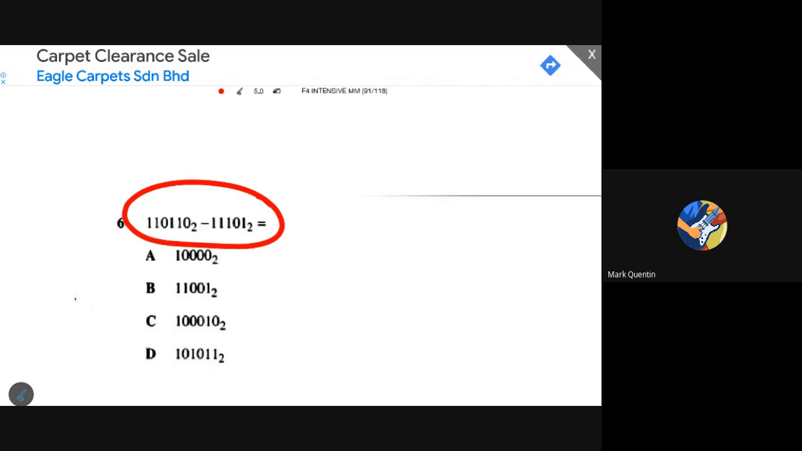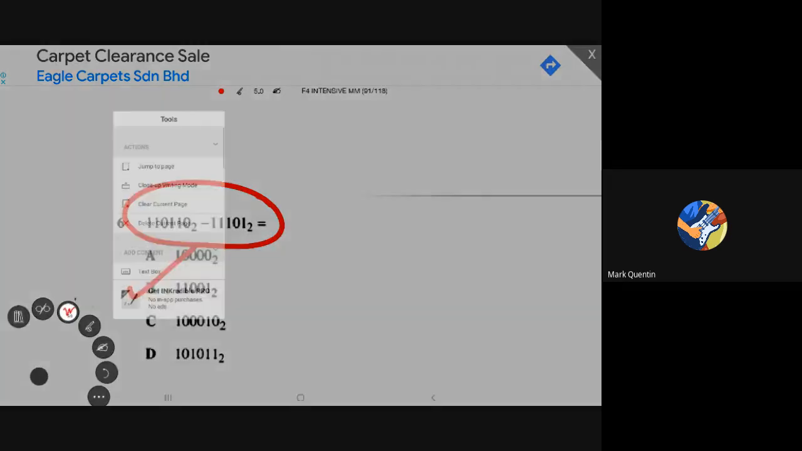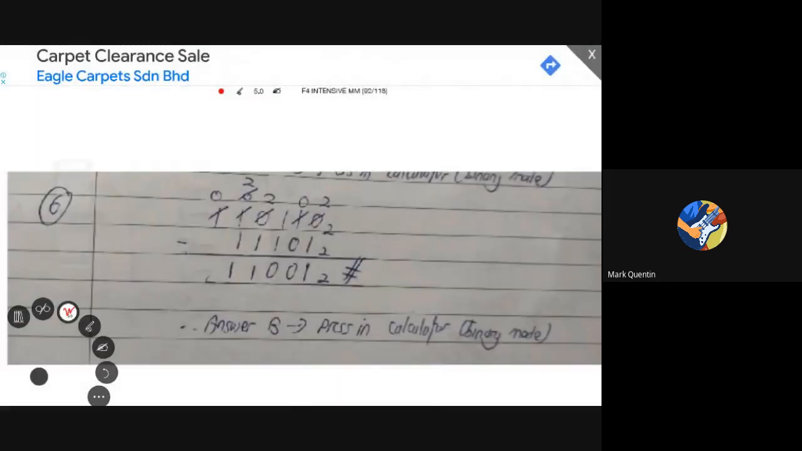Okay, Afika kata B. Others? Sama-sama guys, what do you all get? B. Okay, good. Okay, very good. So the answer is B. So 111001 base 2. So how to solve? You have to do like this.